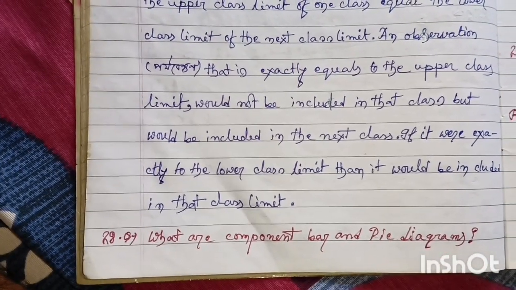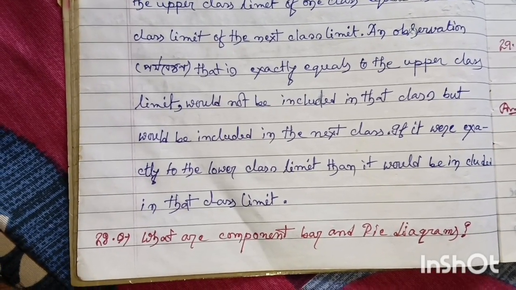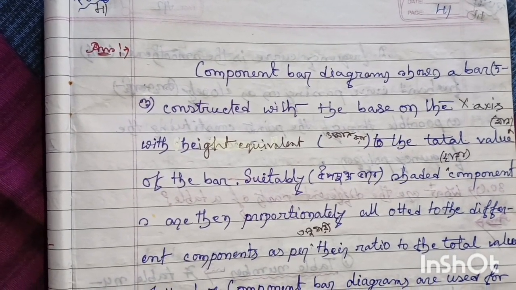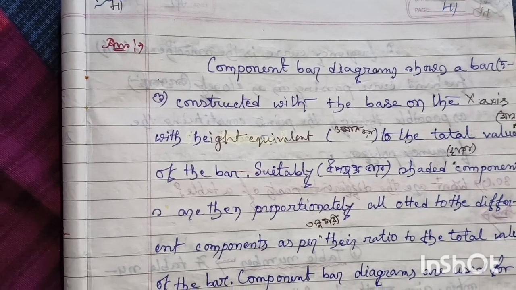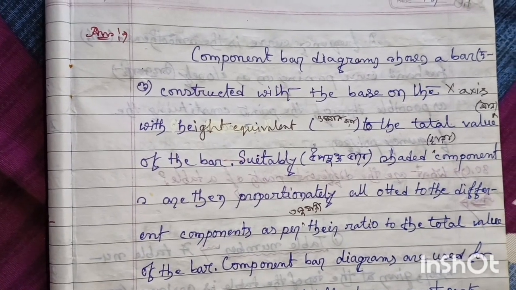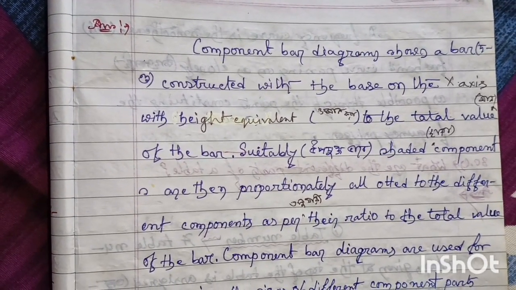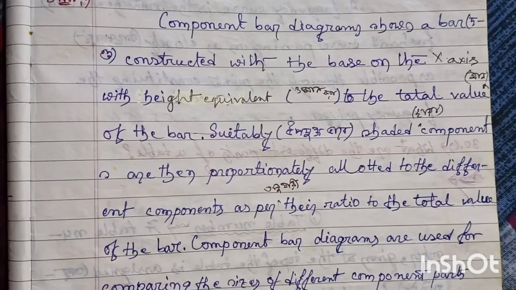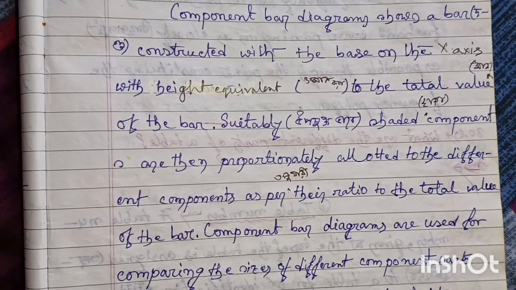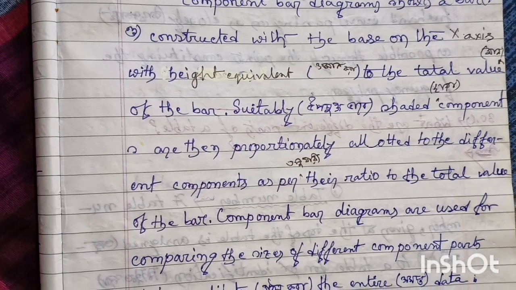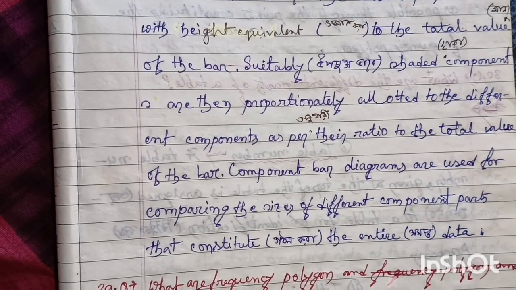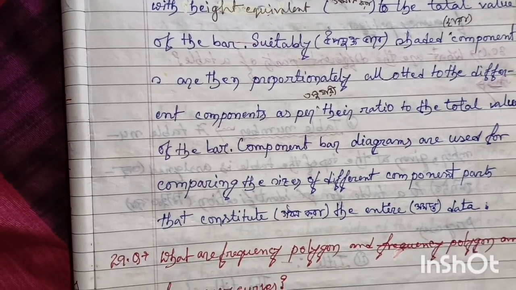Question number 28. What are component bar and pie diagrams? Component bar diagram shows a bar constructed with the base on the x-axis with height equivalent to the total value of the bar. Suitably shaded components are then proportionately allotted to the different components as per their ratio to the total value of the bar. Component bar diagrams are used for comparing the sizes of different component parts that constitute the entire data.